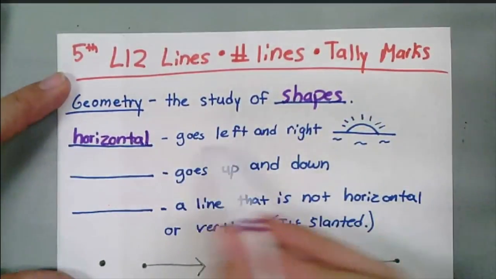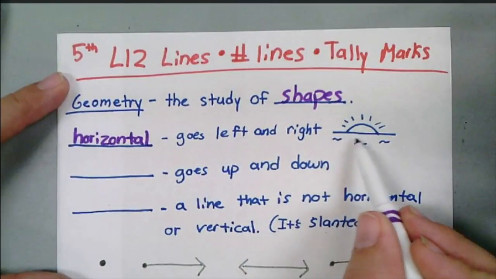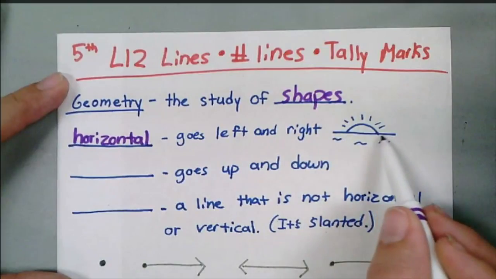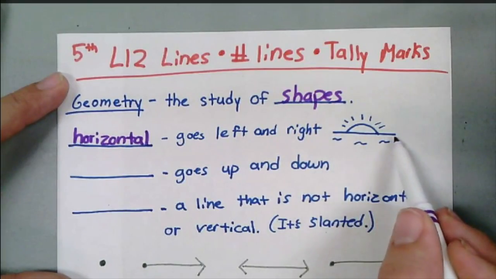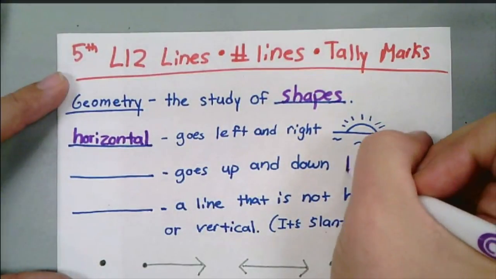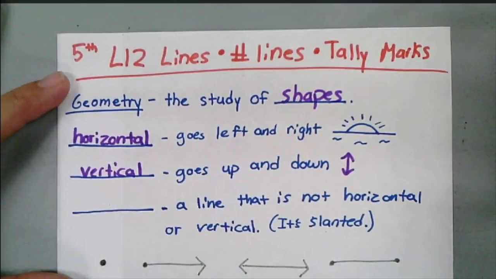Horizontal lines go left and right. Like if you think of the horizon, this is my little sun, and here's the ocean. This line that we see, that we call the horizon, goes left and right. Lines that go up and down are called vertical lines. And that's easy to remember because you figure you're jumping up vertical like in basketball.